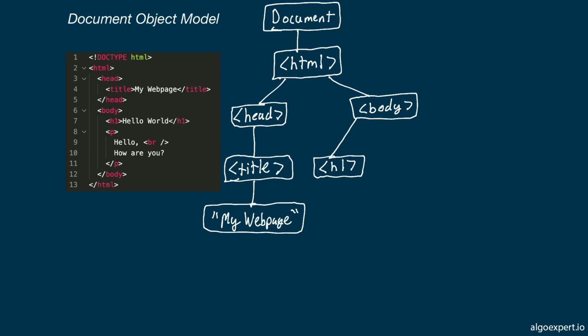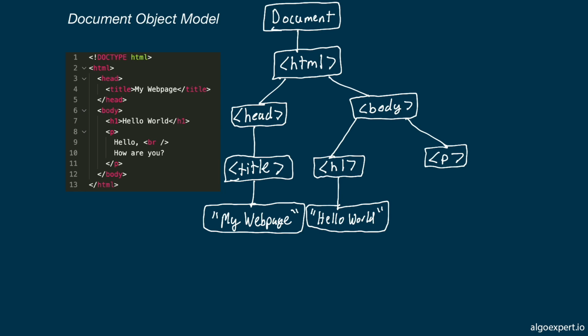And then this H1 tag only has one child. That one child is a text node. And again, if we look at our code, the text inside of the H1 says "Hello World." So that will be the text node that we have in the DOM tree. And then next, the body also contains another child, and that is a paragraph tag. So we can add a child node, and that child node will be the paragraph tag.